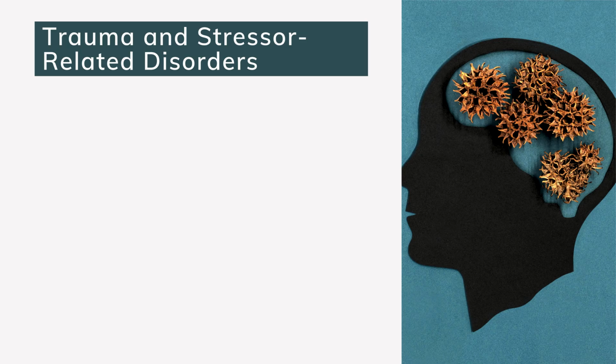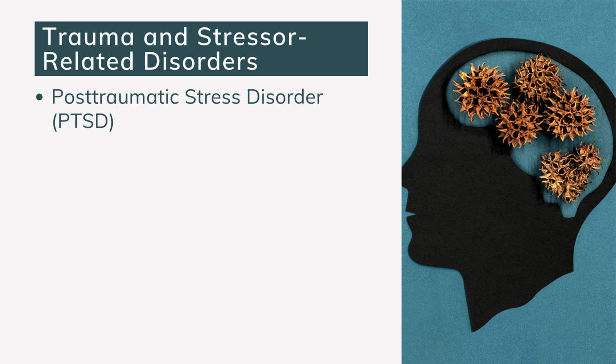Before we move forward, let's define some key terms that will help us understand trauma-related disorders. We have post-traumatic stress disorder, or PTSD. This is a disorder where individuals experience flashbacks, nightmares, and severe anxiety after a traumatic event. We have acute stress disorder, or ASD. This is similar to PTSD, but symptoms occur within the first month after trauma.